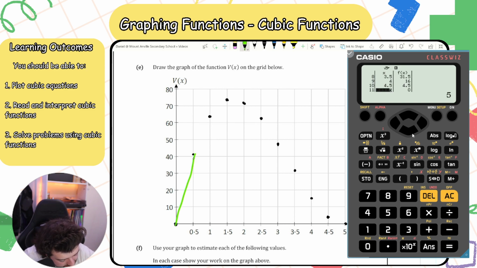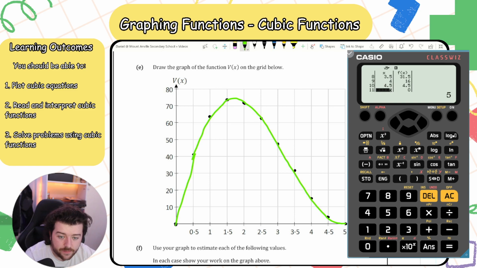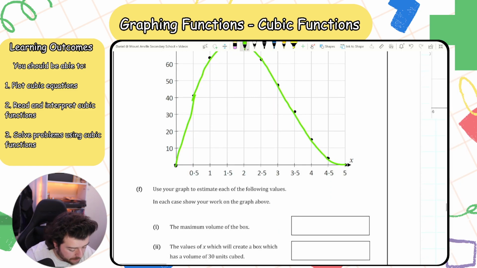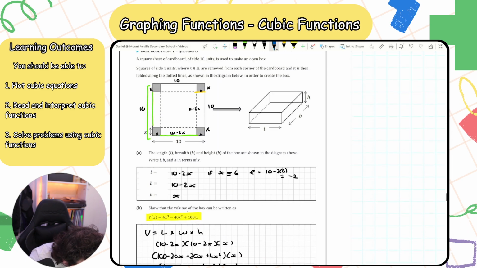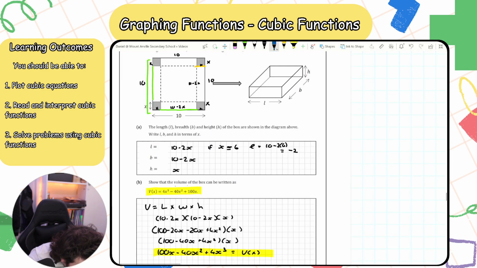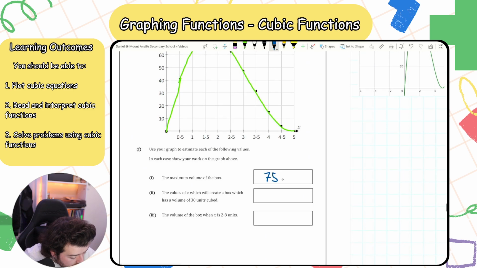So it might not necessarily look like a typical cubic, but it is a cubic equation. We're only getting a glimpse of it here. Right, so use your graph to estimate the following. The maximum volume of the box. The maximum volume the box can be is at this point here, and it would be 75. And what units are we working in? It's very important to remember the units. It just says units, so it'd be 75 units cubed.